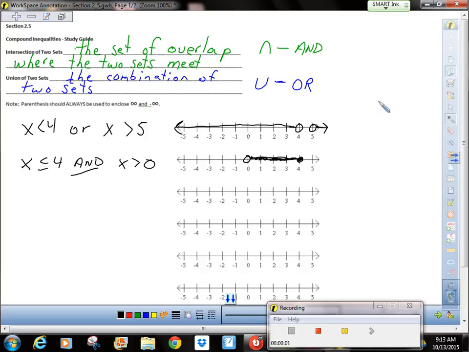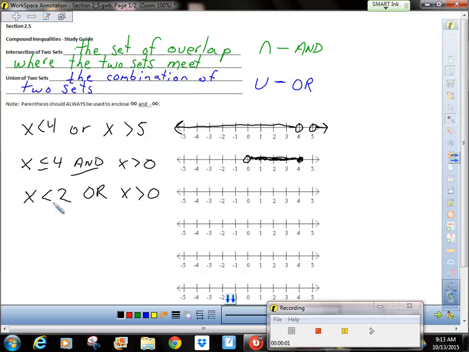Okay? Moving along, let's do another one. Let's do X is less than 2 or X is greater than 0. Okay? X can be less than 2 or greater than 0. We're going to graph all the numbers that are less than 2 or greater than 0.